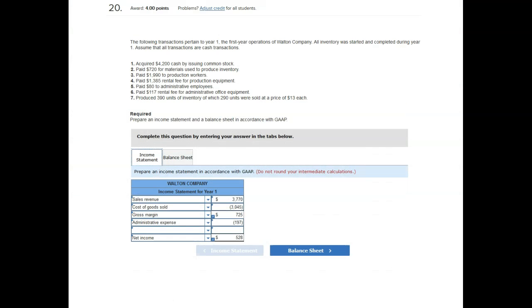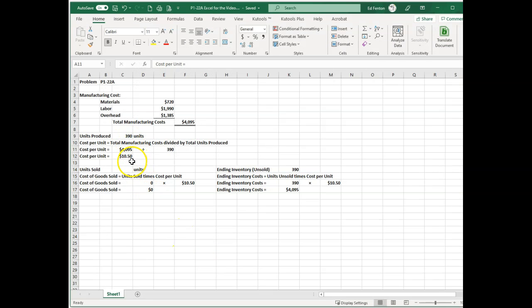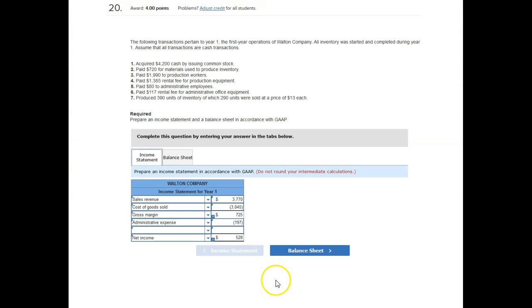So going back, we have 290 sold. Drop that in right here. Put a place for it right there. 290 units sold. That drops in. So we now take 290 units times $10.50 per unit, cost per unit. And so we have cost of goods sold of $3,045. Now it's $3,045 then will go into the income statement right here. $3,045.